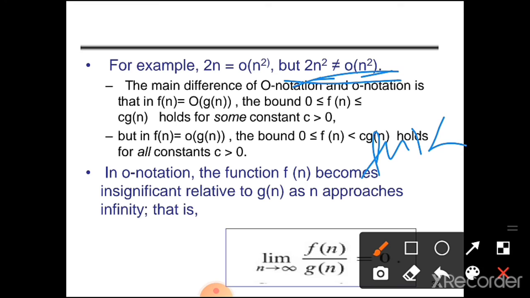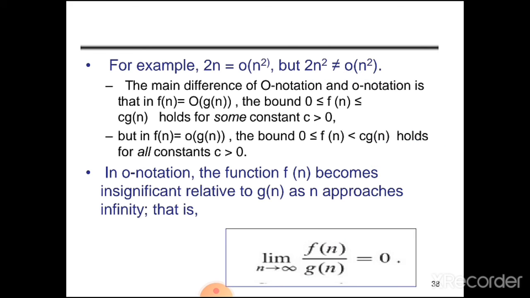So we can represent it in another way, that is limit of f of n by g of n as n tends to infinity is equal to 0. That is, in little o notation, the function f of n becomes insignificant relative to g of n as n approaches infinity. If n goes to infinity, then f of n divided by g of n becomes 0.